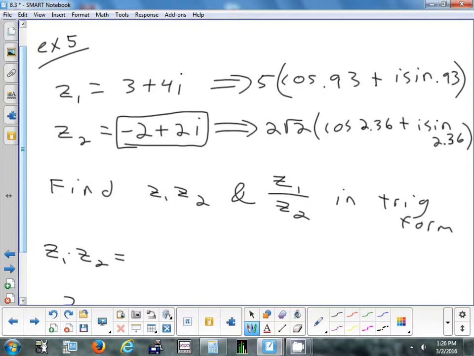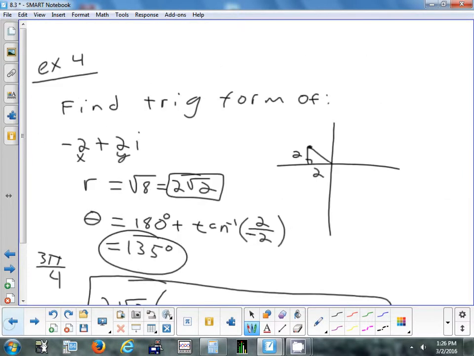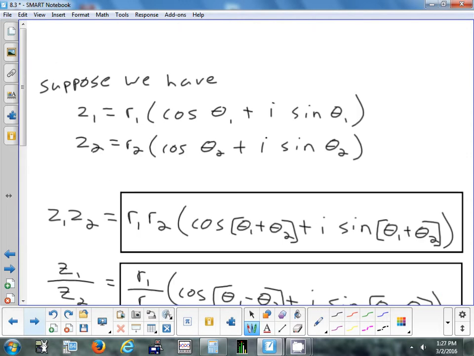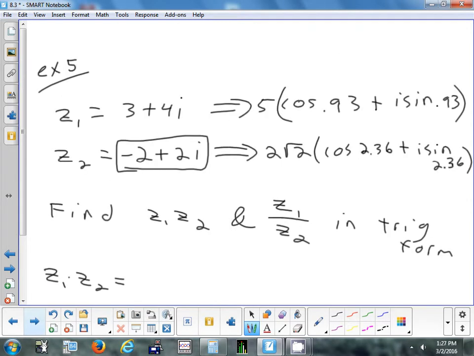That was example 4. The only thing is I wrote the angle as 135. Now I've written the angle as 2.36. That's radians, rounded off. At this point, I'm not concerned with you writing this as an exact answer, which would be 3 pi over 4. I just want you to understand the concept of how to do this.